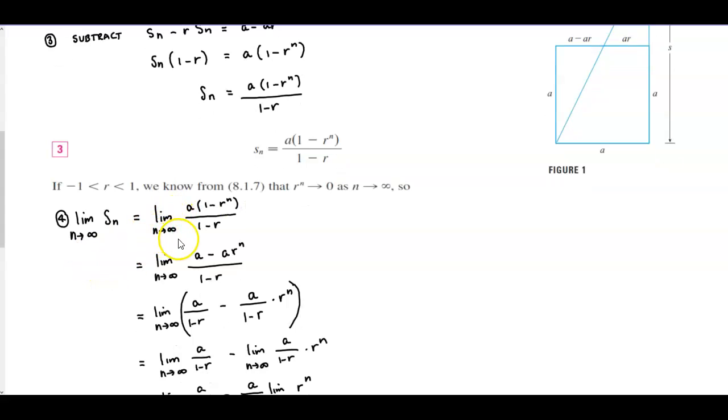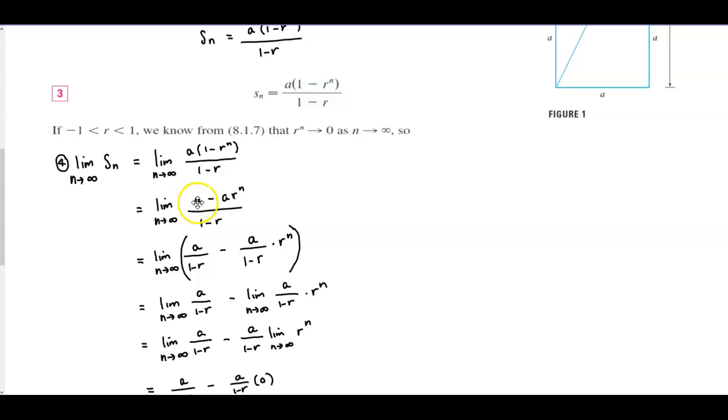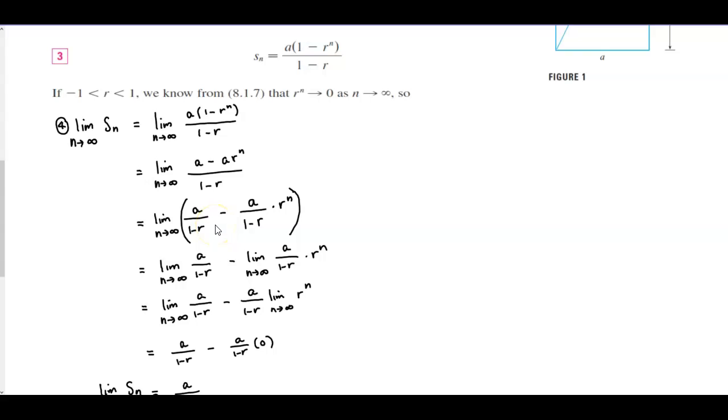So we're going to take the limit as n approaches infinity of a times 1 minus r to the n divided by 1 minus r, and then we can distribute the a to the numerator. So we get the limit as n approaches infinity of a minus ar to the n divided by 1 minus r. And then we can reorder this. They both have a common denominator of 1 minus r. So the first one we have a divided by 1 minus r, minus a divided by 1 minus r times r to the nth. All we did was separate these using fractions, and you're subtracting them.